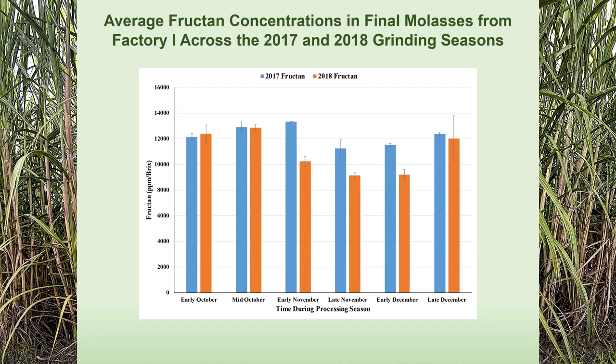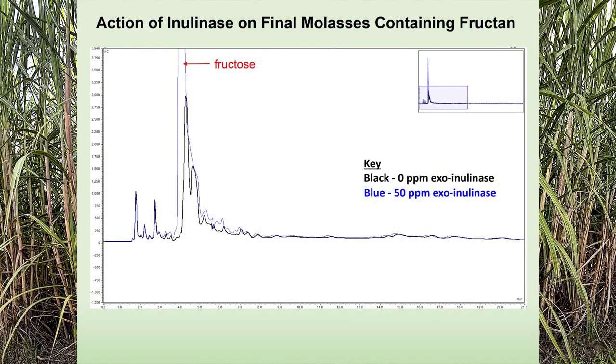I was absolutely surprised. In fact, I sent the results back. I said, do these again. I just couldn't believe them. But we checked the method, and we also bought a special recombinant enzyme to check. We added it to the molasses, and you can see, if you look at the black chromatogram and then the blue one, a huge amount of fructose forms when we add the enzyme. So then we realized this was true. There is fructan in these samples.